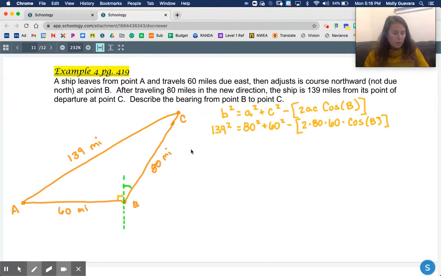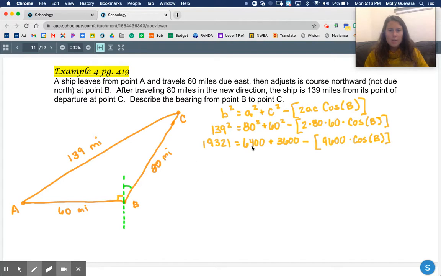Okay, so 139 squared is 19,321. 80 squared is 6,400. And 60 squared is 3,600. Minus 2 times 80 times 60 is 9,600 times cosine of b.